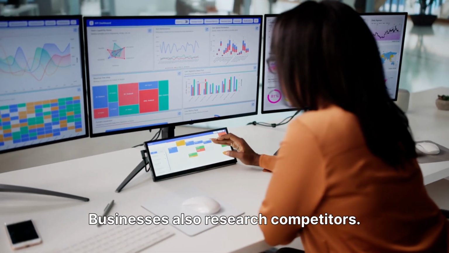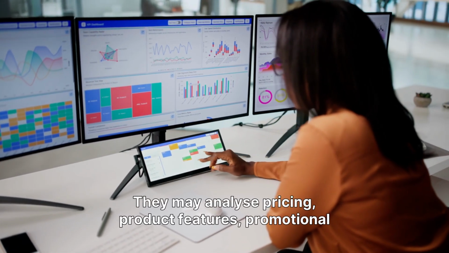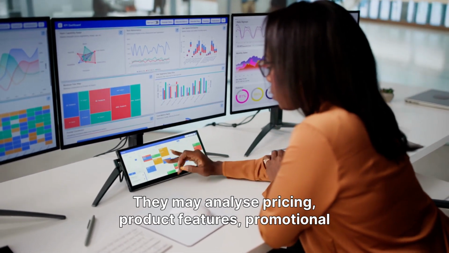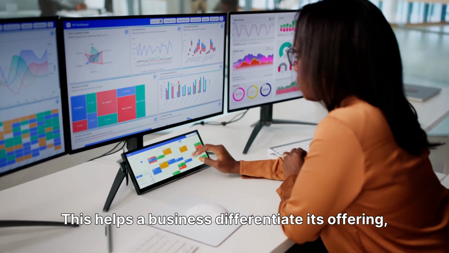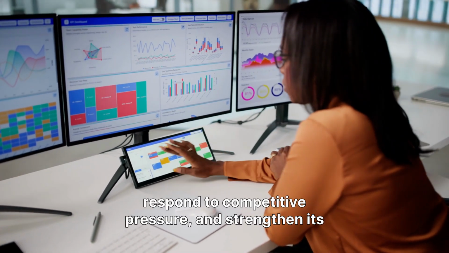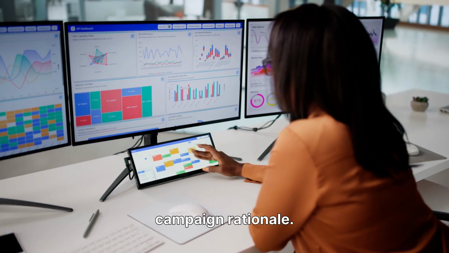Businesses also research competitors. They may analyze pricing, product features, promotional strategies, and market positioning. This helps a business differentiate its offering, respond to competitive pressure, and strengthen its campaign rationale.